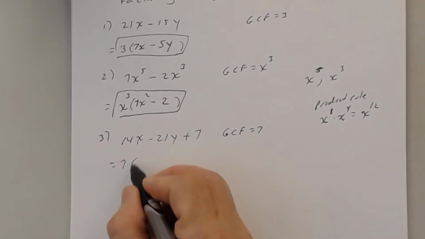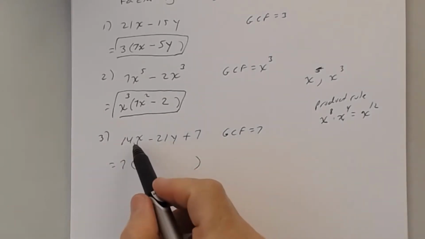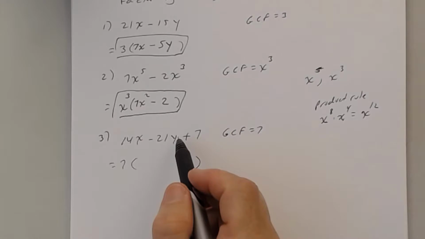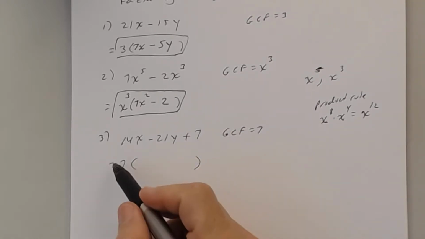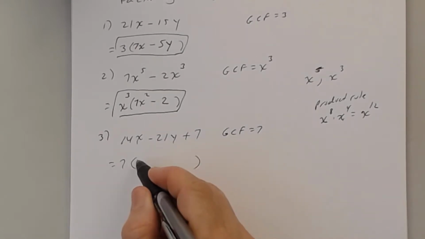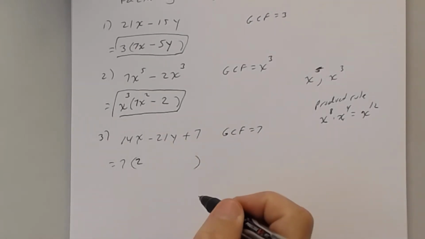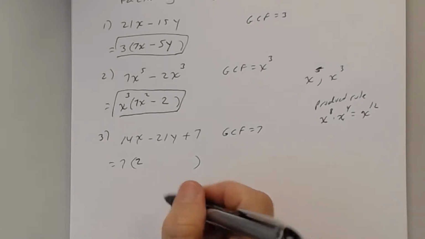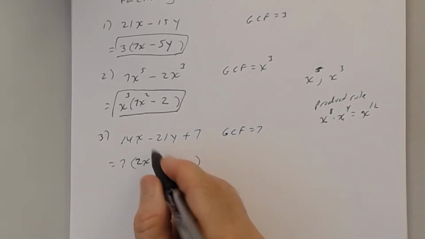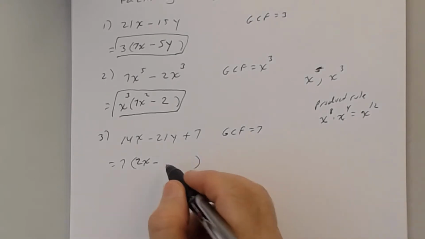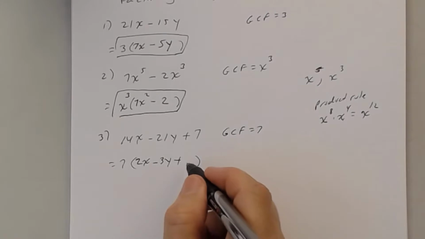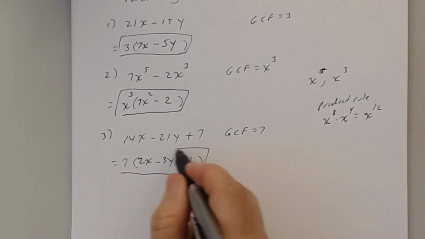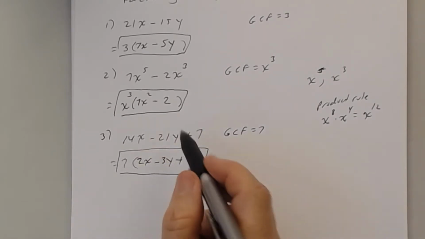So then you're going to say 7 times. How many terms did you see to begin with? 3. You better have 3 terms inside the parentheses. 7, distributive property. 7 times what is 14x? 2. 7 times 2 is 14. Is that correct? 2x. Minus 7 times what's 21y? 3y. Plus, and then 7 times what is 7? 1. So there's your answer. Notice I use a distributive property to help me get this.